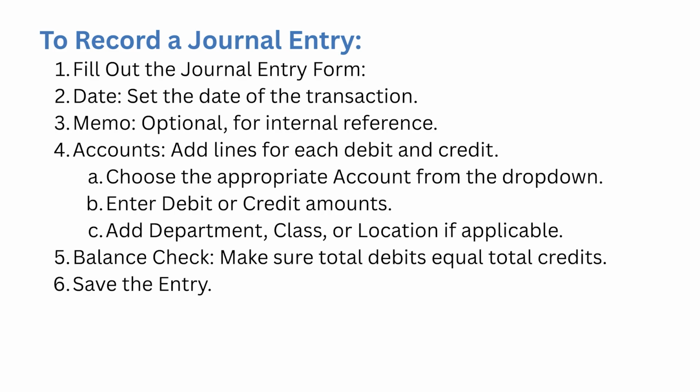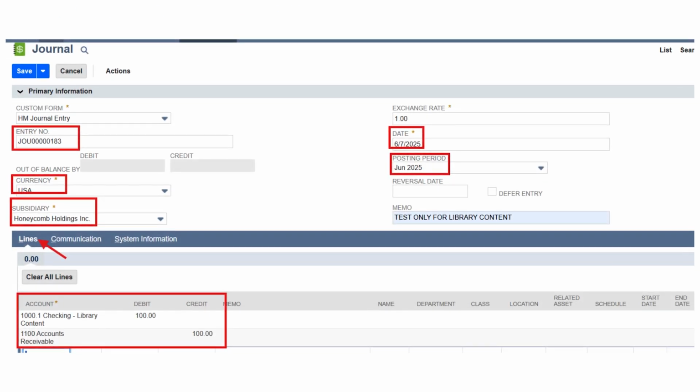Add account lines for each debit and credit. Choose the appropriate account from the drop-down. Enter debit or credit amounts. Add department, class, or location if applicable. Balance check. Make sure total debits equal total credits. Save the entry. This is a sample journal entry with all required details filled in.